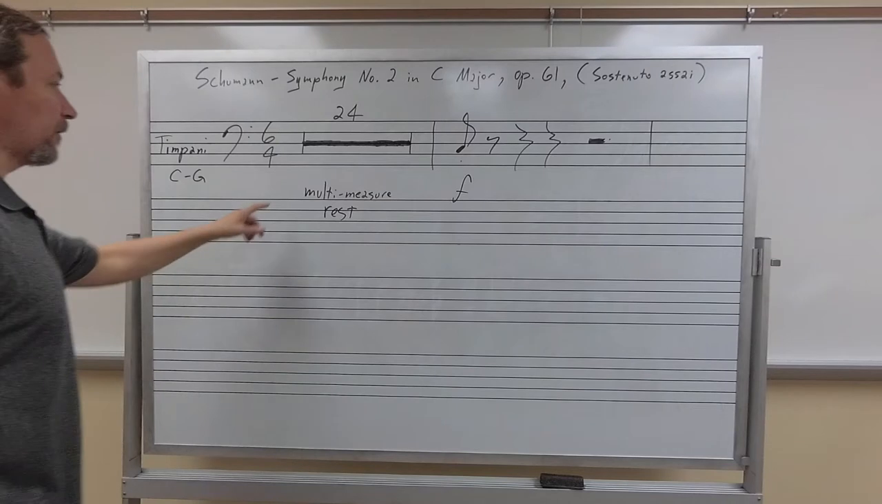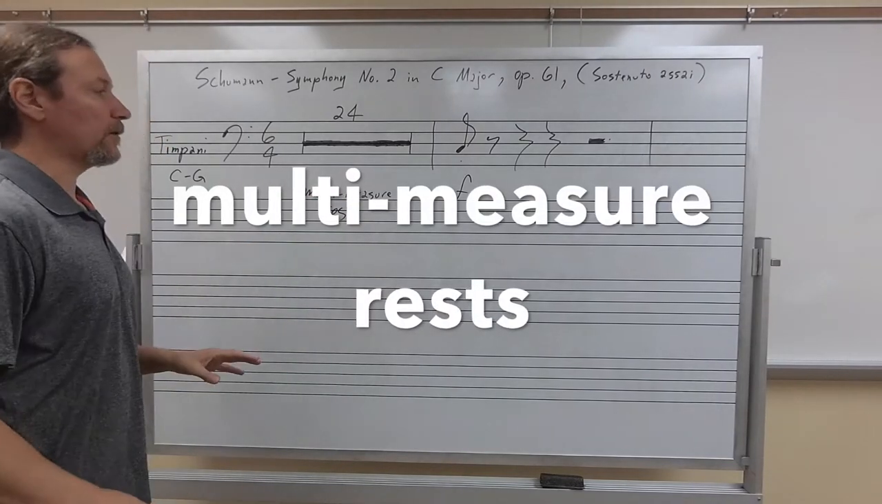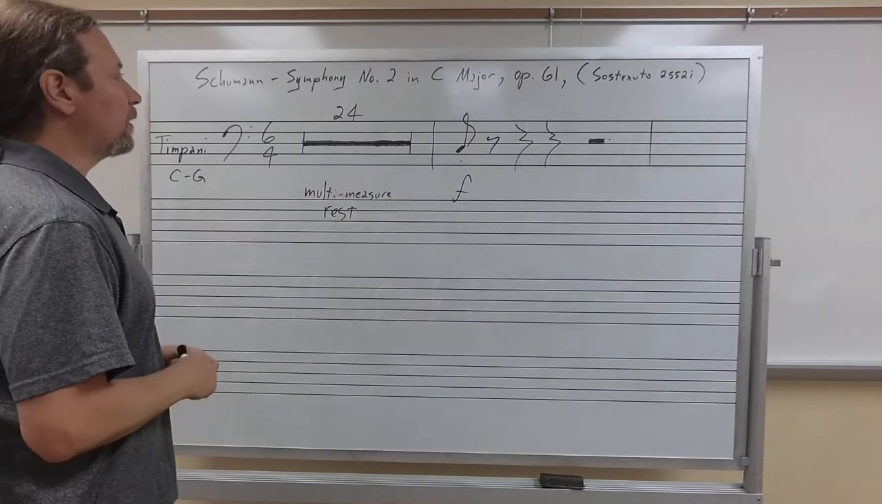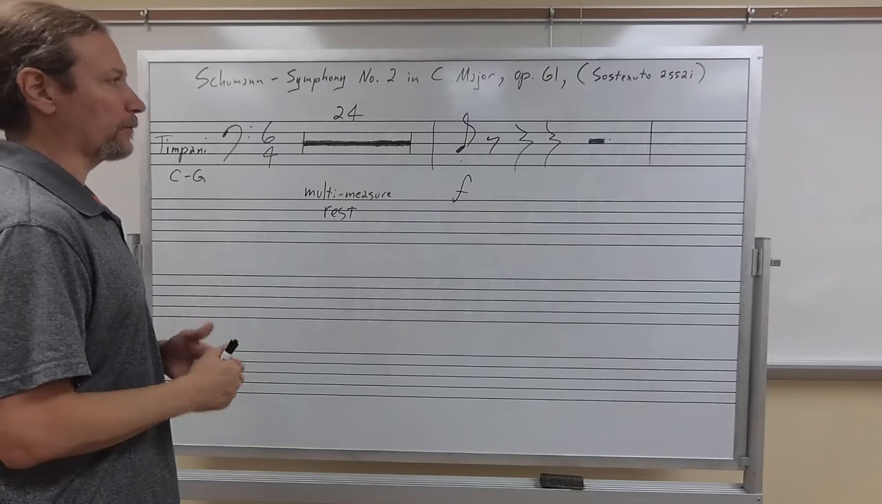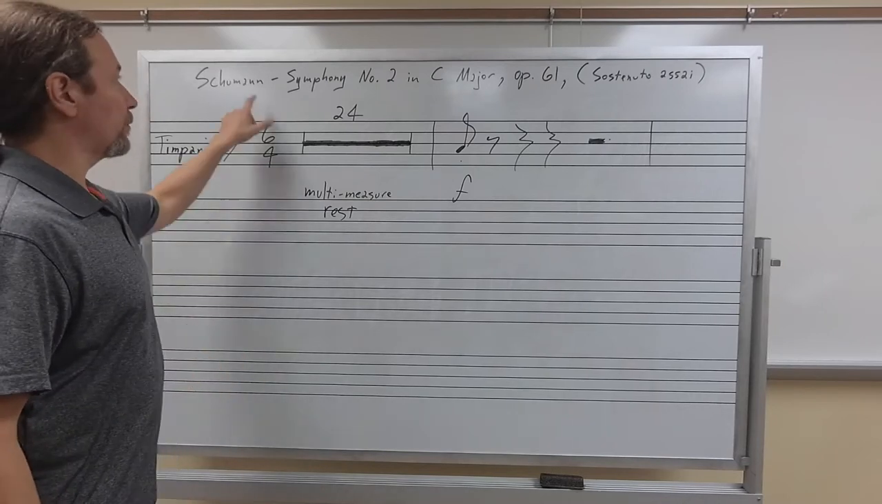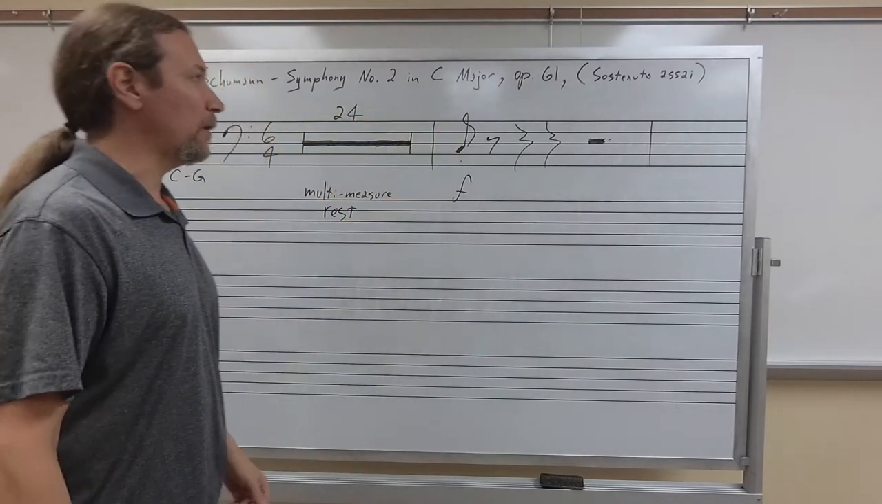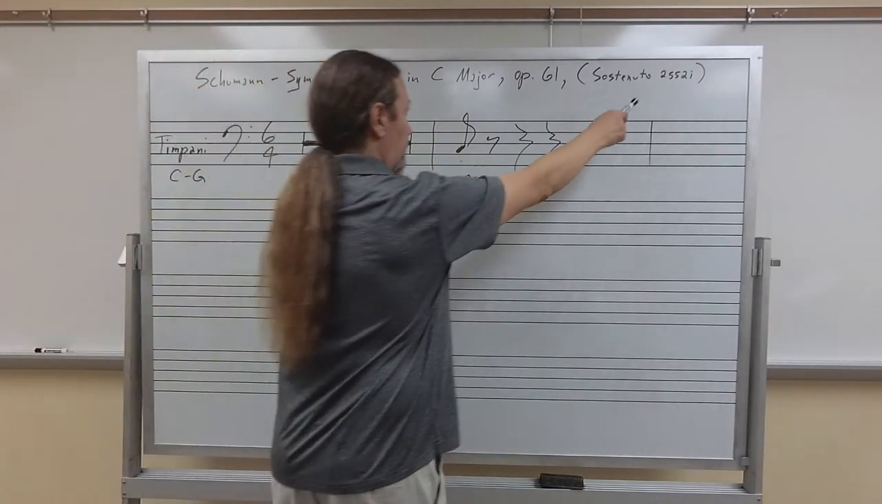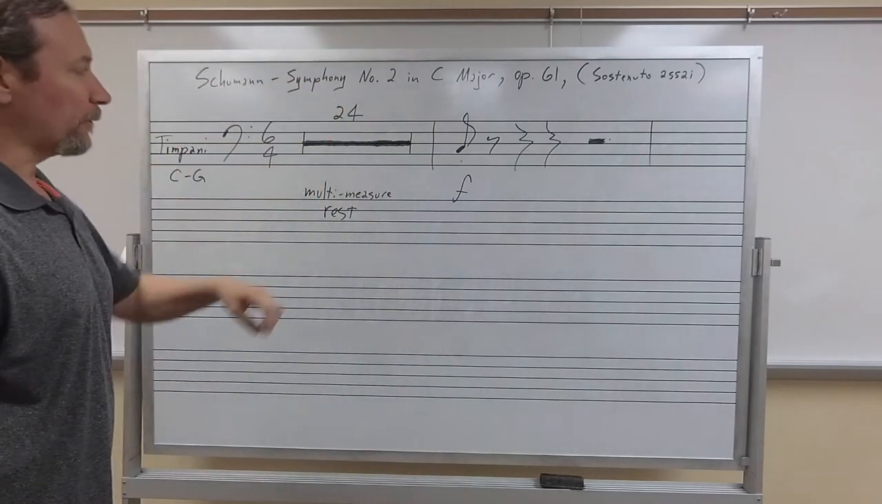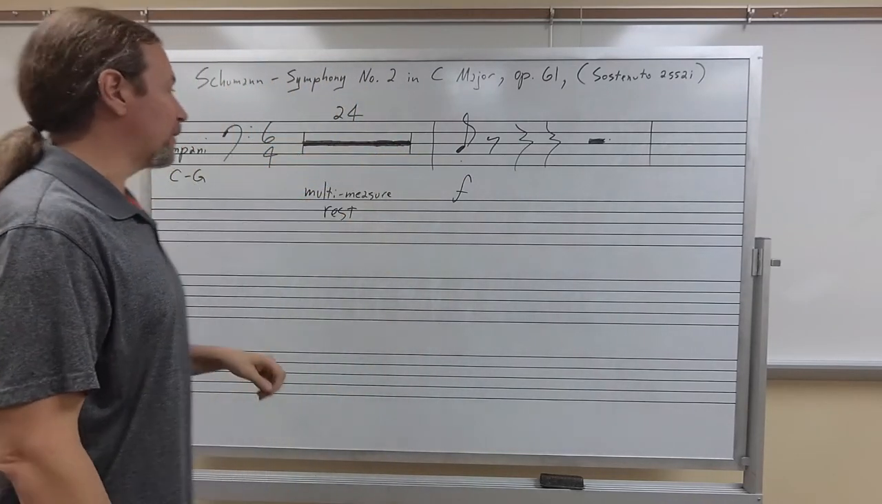Here's an example of what's called a multi-measure rest. This is done to save a lot of space in scores, especially in parts for scores. So for instance, if we were going to try to perform Robert Schumann's Symphony No. 2 in C major, this is from the sostenuto assai movement. These are the first two measures, they're actually the first 25 measures.